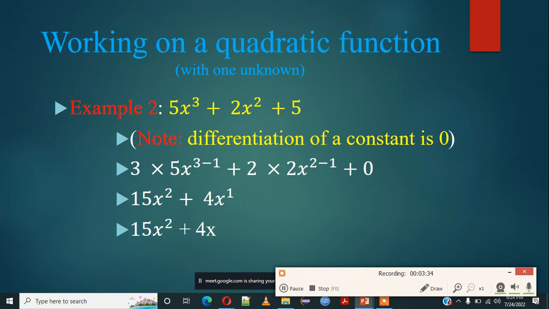The next one, we have another function, but this one has only one unknown. Some you'll find having two unknowns, x and y, but for this one we only have x. Therefore we have 5x cubed plus 2x squared plus 5. Here we have a constant, that is 5, and when we differentiate a constant, we have a 0. Therefore, when we differentiate this, we'll have 3 times 5x cubed minus 1 plus 2 times 2x squared minus 1 plus 0. This will give us 15x squared plus 4x.